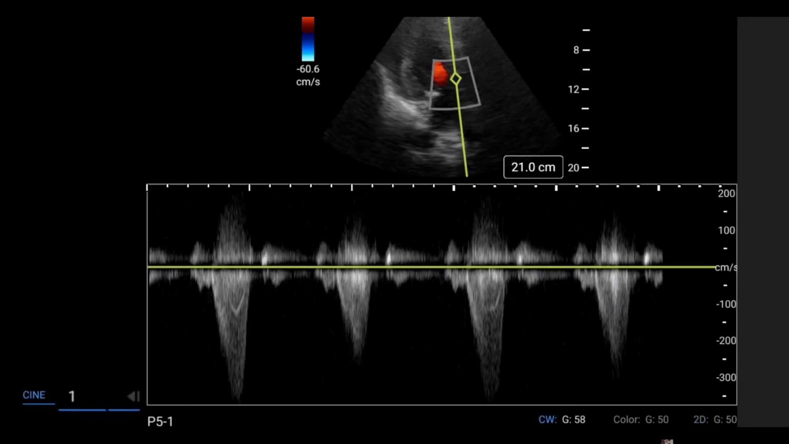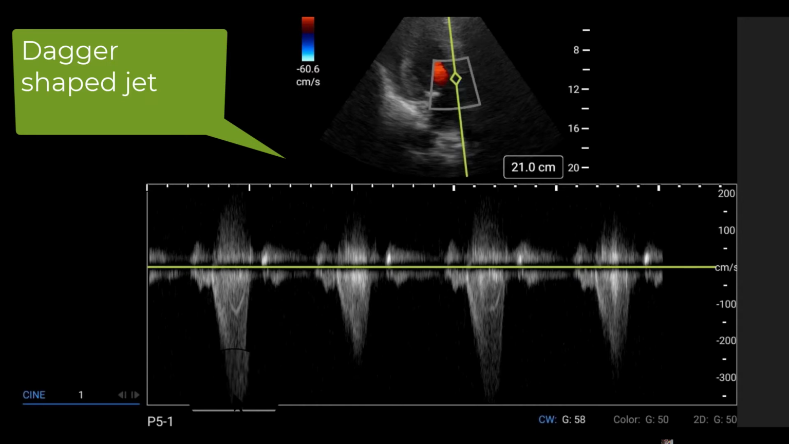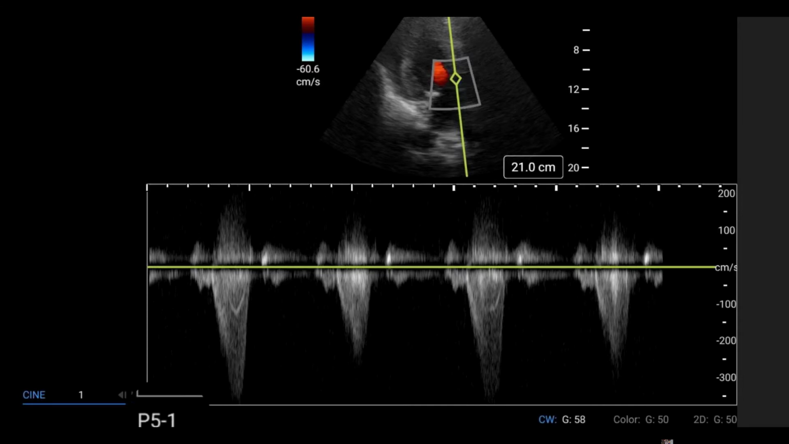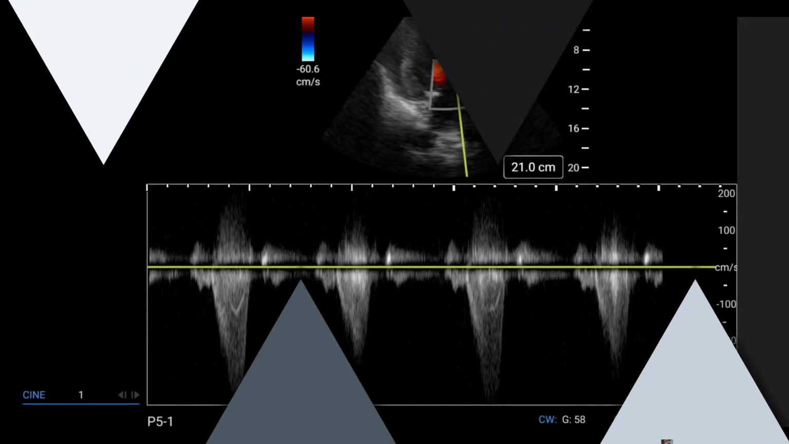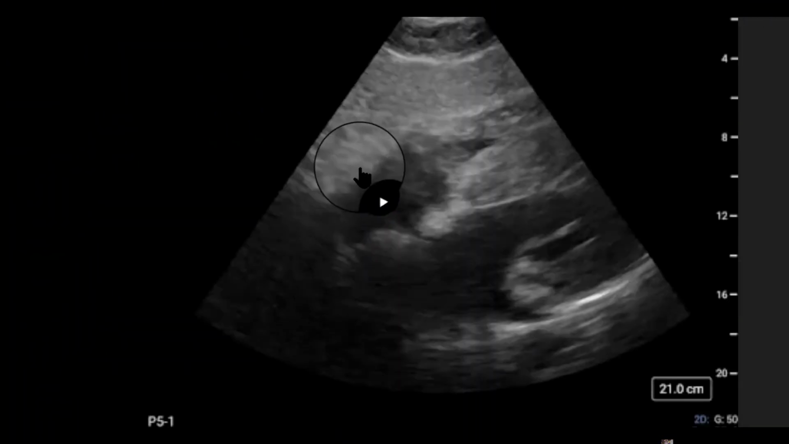Here is that continuous wave Doppler jet, which hopefully, now that we've reviewed those other jets, you can see is not symmetrical, increasing towards the end of systole with a more dagger shape, meaning that this is a dynamic outflow tract obstruction jet with a fairly high velocity, therefore significant outflow tract obstruction is present here.